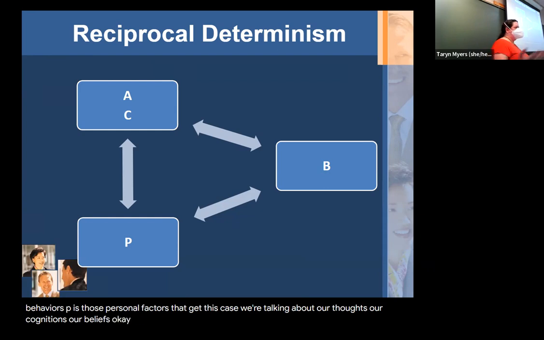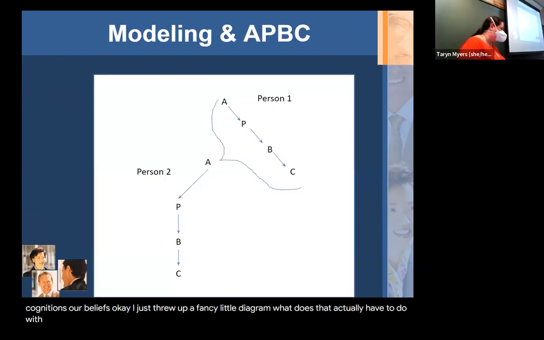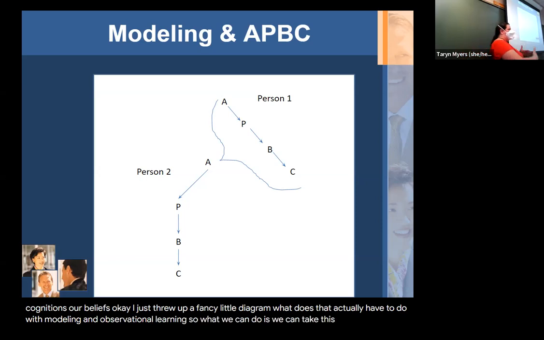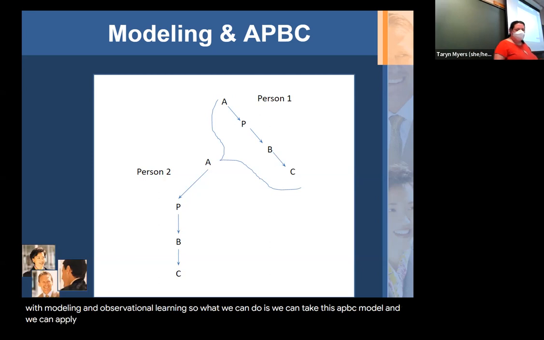Okay, I just threw up a fancy little diagram, right? What does that actually have to do with modeling and observational learning? So what we can do is we can take this APBC model and we can apply it to observational learning. So we have person one. This is the person who is being observed.